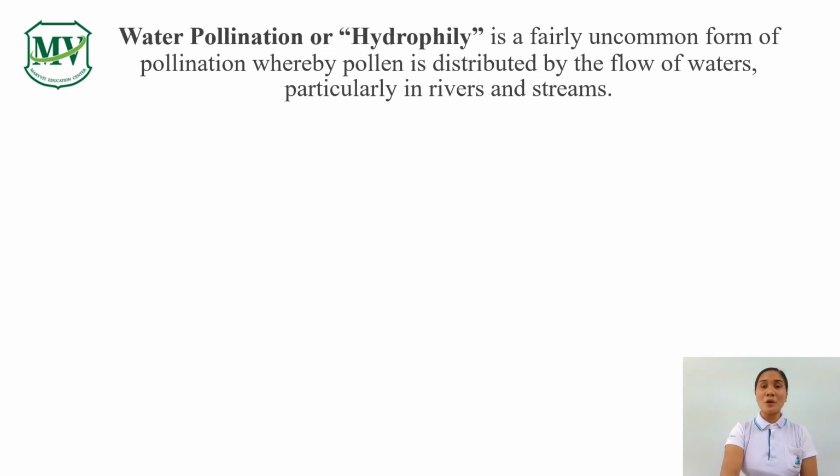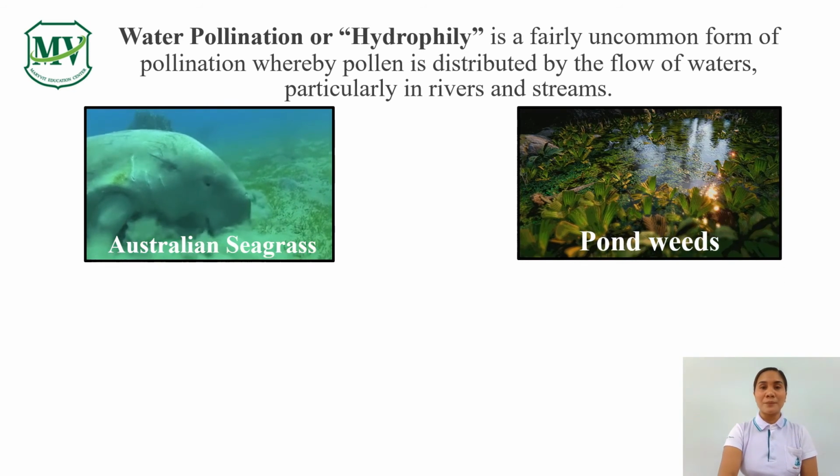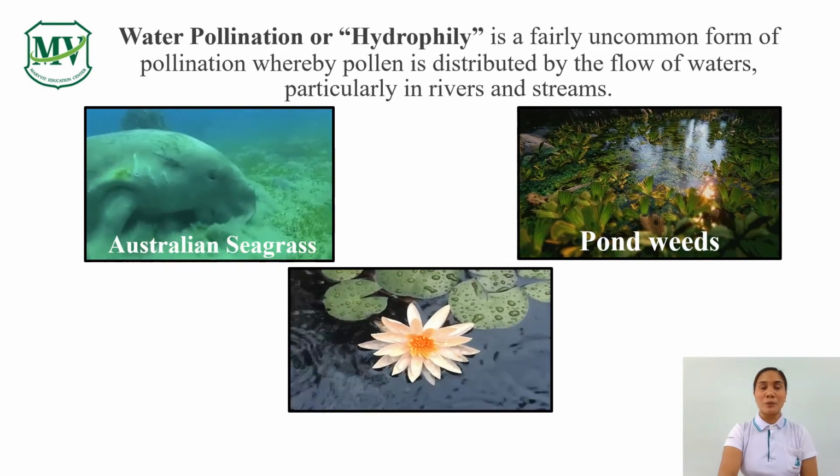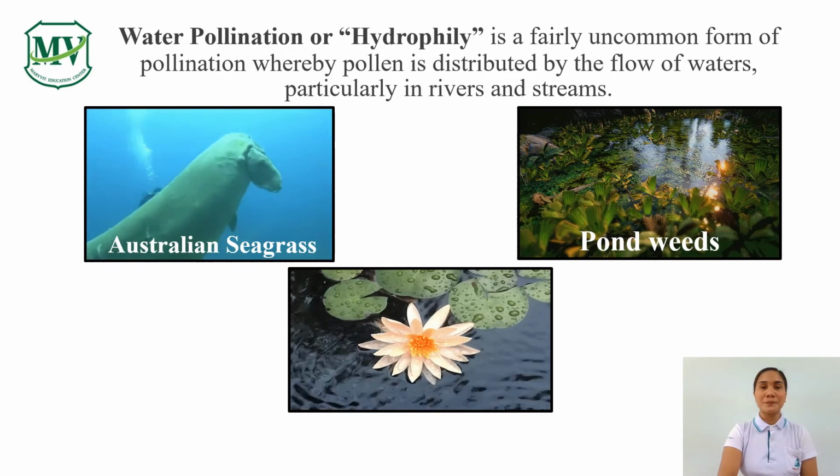Water pollination, or hydrophily, is a fairly uncommon form of pollination whereby pollen is distributed by the flow of water, particularly in rivers and streams. Some weeds such as Australian seagrass and pondweeds are pollinated by water. The pollen floats on water, and when it comes into contact with a flower, it is deposited inside the flower.